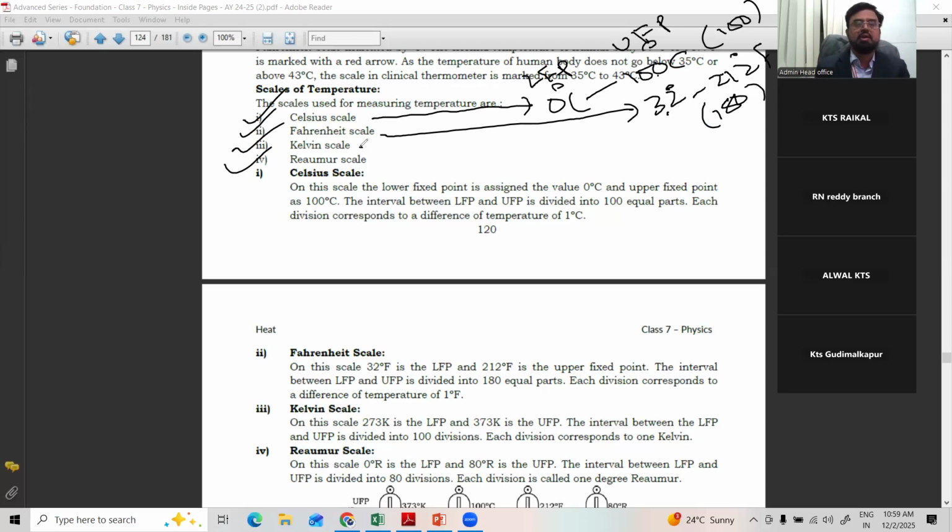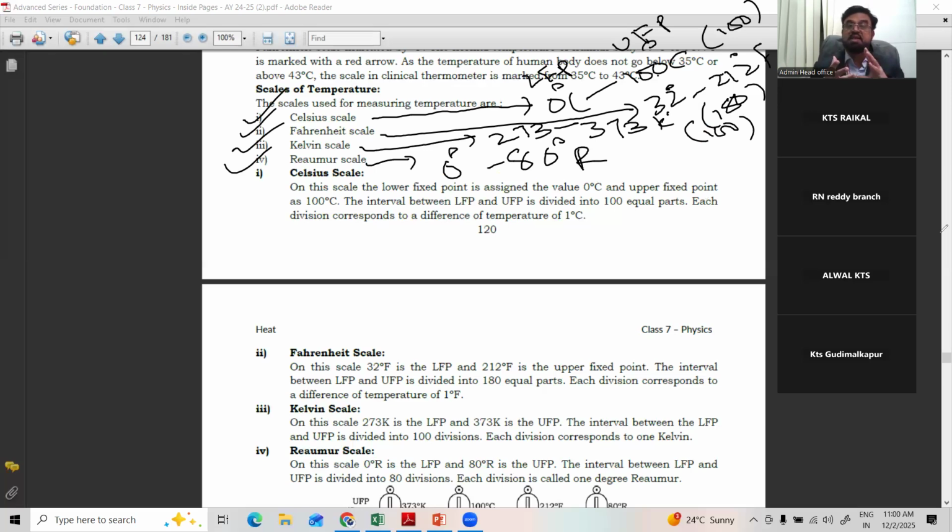In case of Kelvin, it starts from 273 to 373 Kelvin. That is 373 minus 273, 100 divisions. Whereas the Romer scale is 0 degrees to 80 degrees.